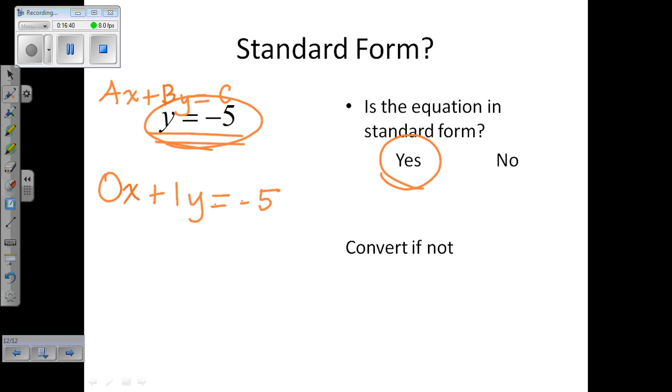So this concludes what we're going to do with the video. Hopefully you have an understanding now of what it means to be in standard form. And we'll discuss this more in class. Make sure you bring your notes with you.